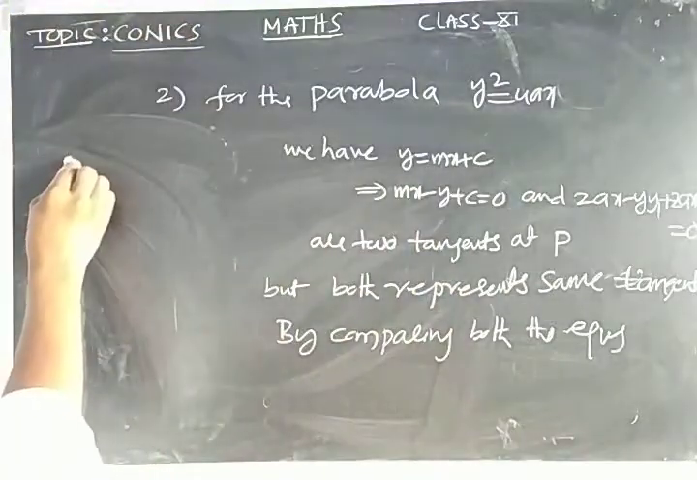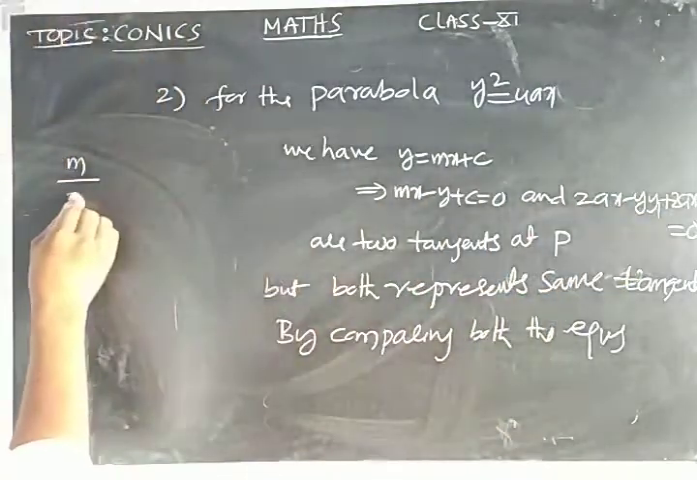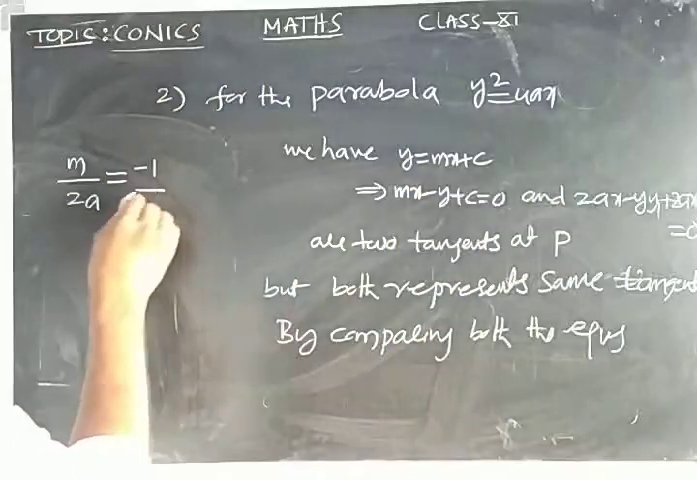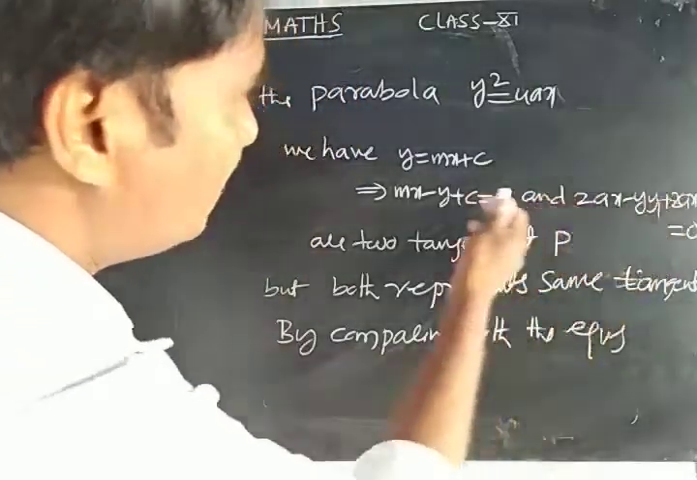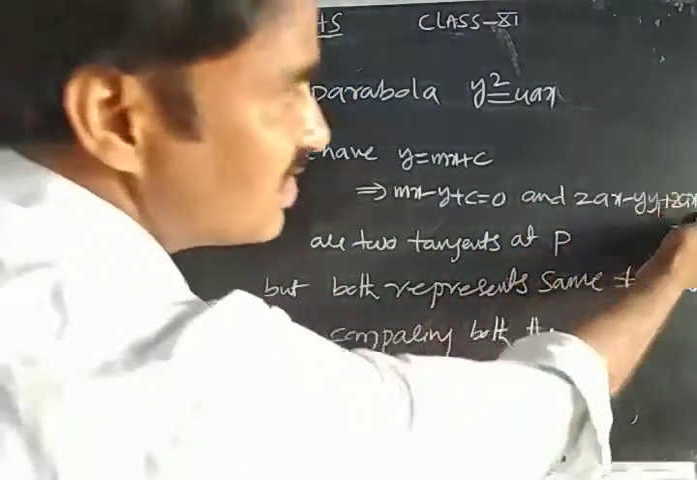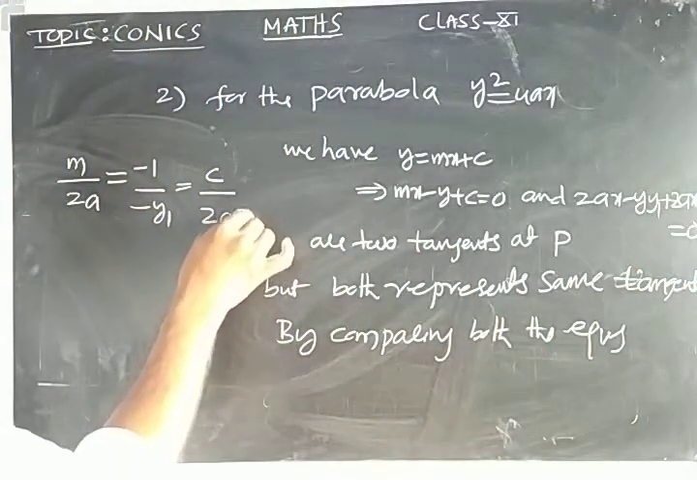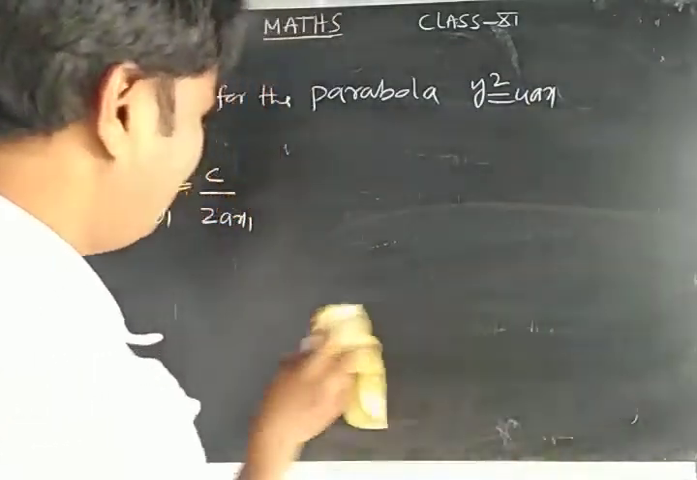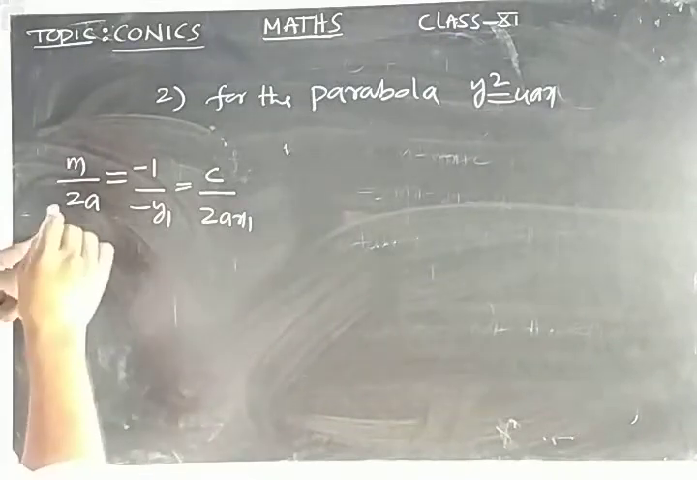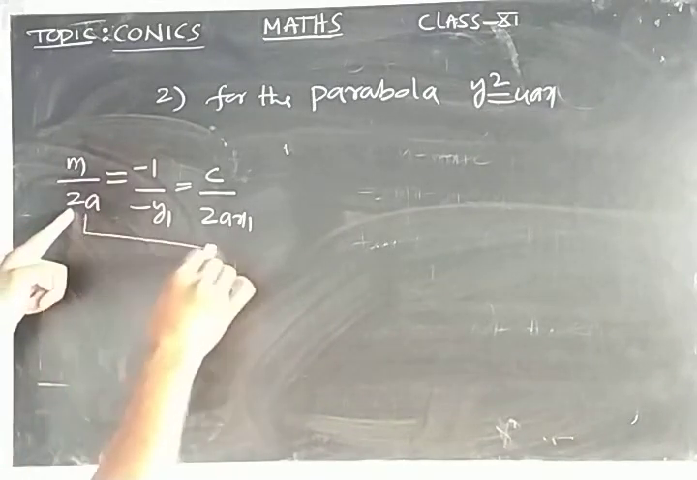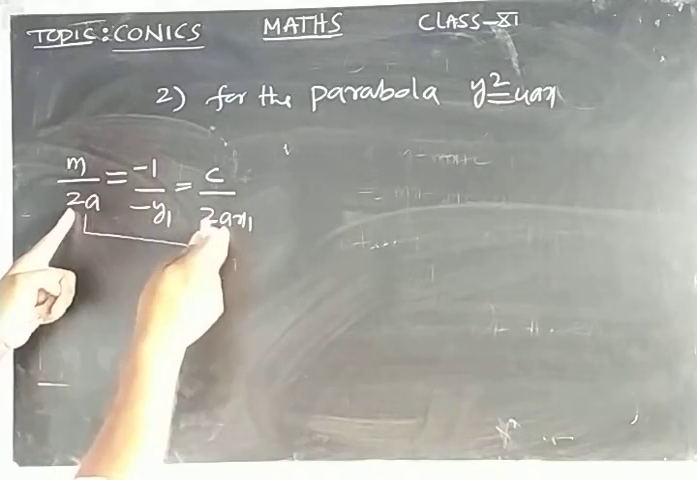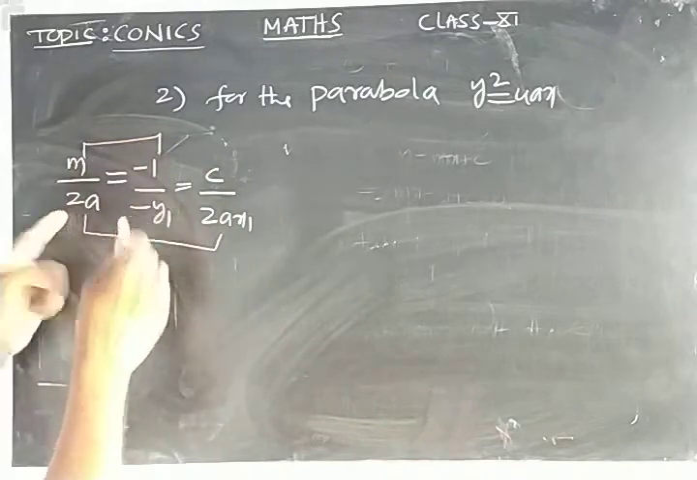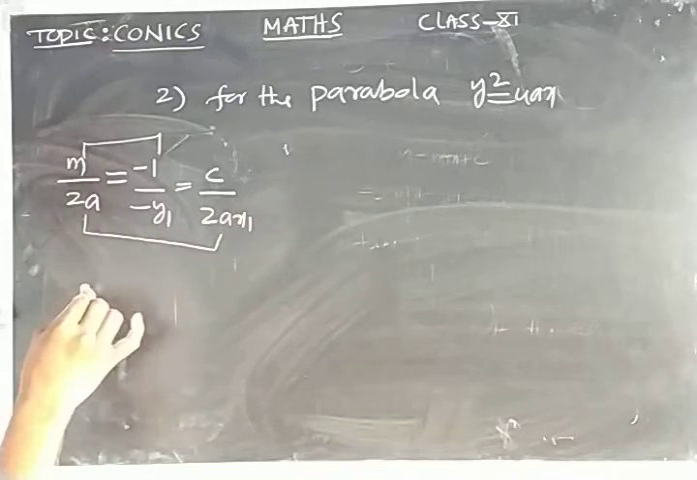Here the x coefficient is m, in this the x coefficient is 2a. Here the y coefficient is minus 1 and here the y coefficient is minus y1, right? Here the constant is c, here the constant is 2ax1. Now I will find x1, y1 from this relation. By comparing the constants and this term you will get x1, by comparing the constants and the second term you will get y1. I am comparing these two first.